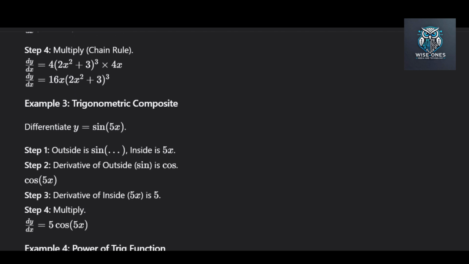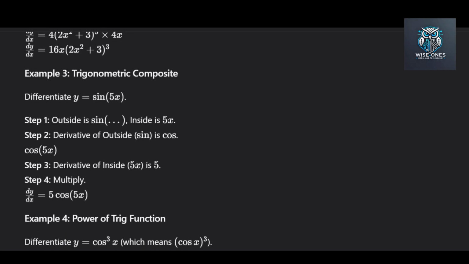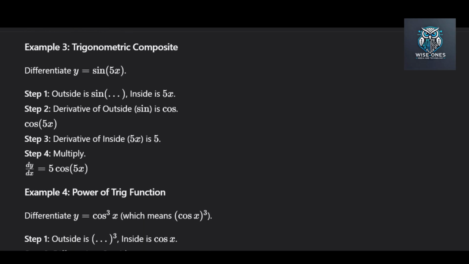Let us look at example 3. Trigonometric composite. Differentiate y equals sine of open bracket 5x close bracket. Step 1. Outside is sine, inside is 5x. Step 2. Derivative of outside. The derivative of sine is cosine. So we write cosine of open bracket 5x close bracket.